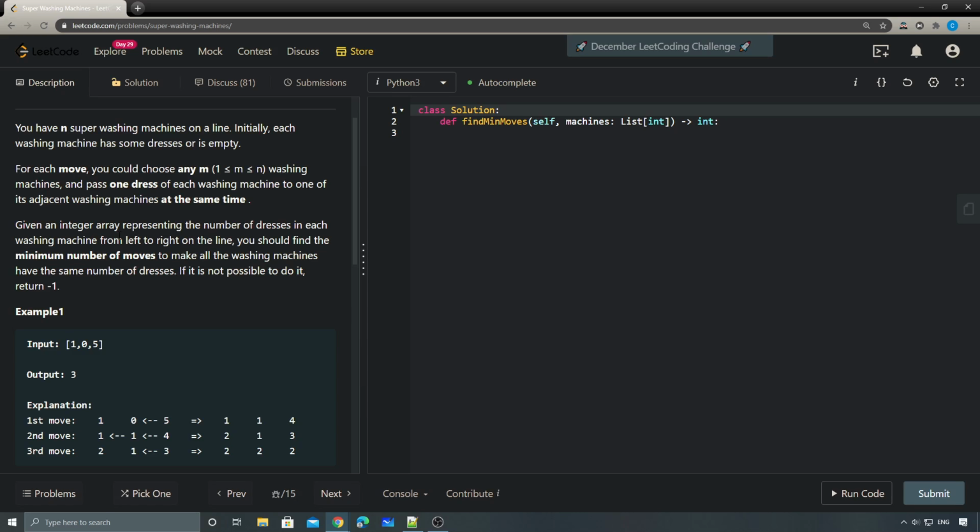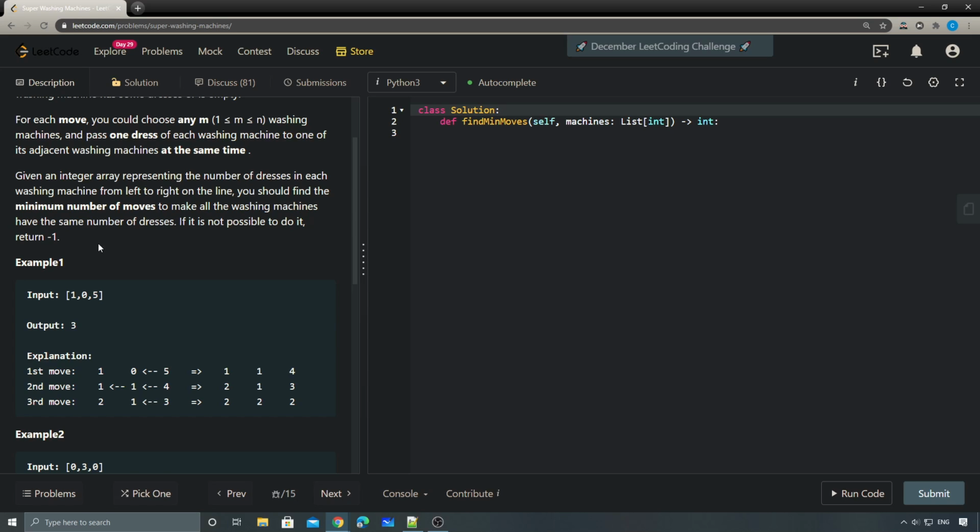Given an integer array representing the number of dresses in each washing machine from left to right, you need to find the minimum number of moves to make all the washing machines have the same number of dresses. If it's not possible to do it, return -1.